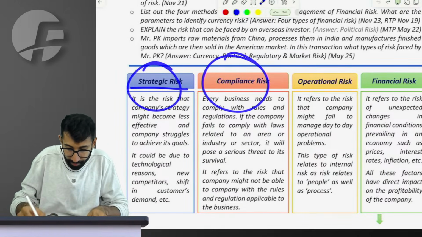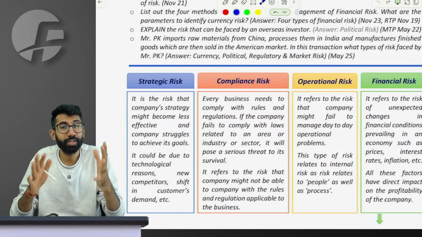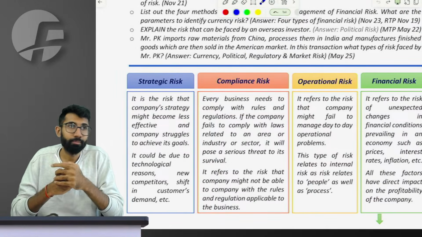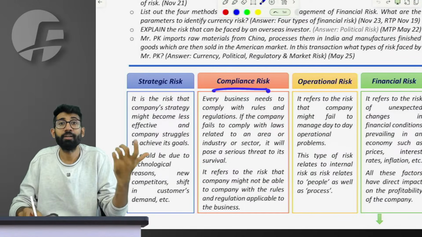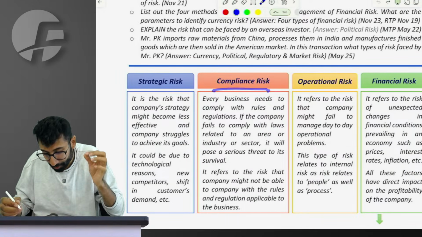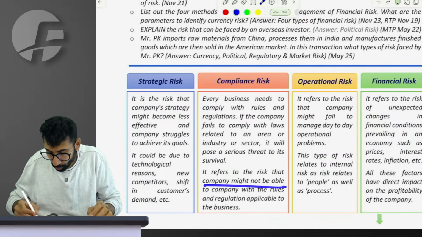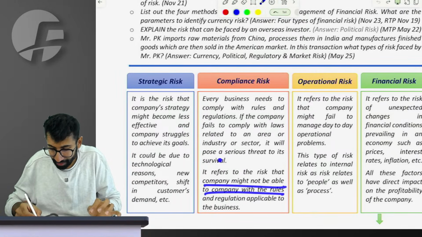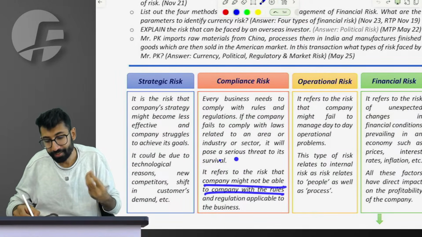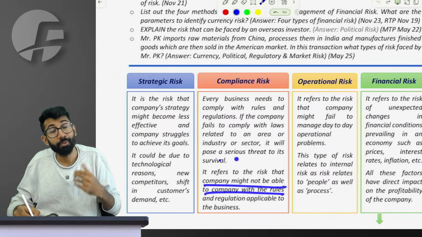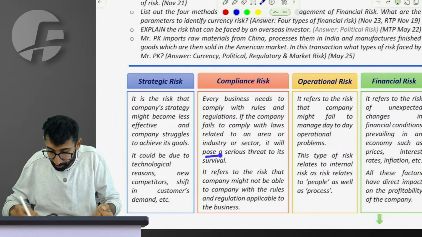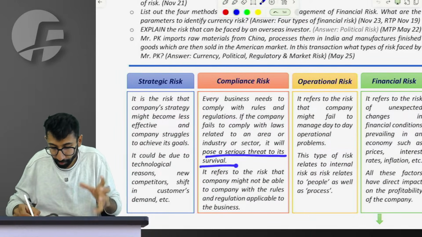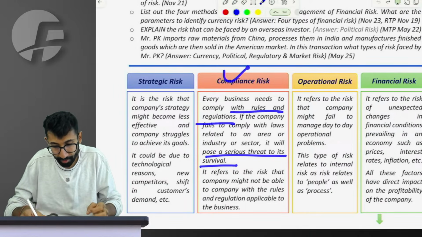Compliance risk. Different kinds of business have different kinds of compliances. For example, drug companies have different compliances, banks have different ones, and investment companies have compliances by SEBI. It is the risk that the company might not be able to comply, because of which it will have to pay fines, face litigation, or may even be barred from doing business. That is compliance risk. It poses a threat to survival if the company is not able to follow the rules and regulations.